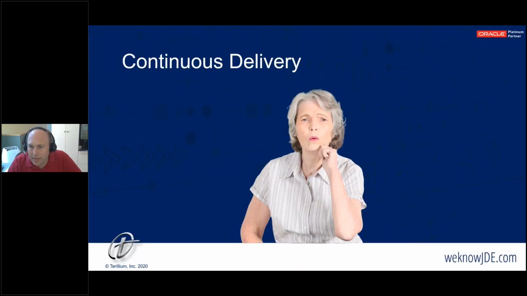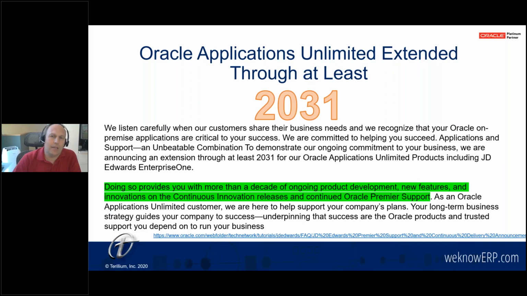It looks like about 83% of you on the call are running 9.2. That's a good percentage, so you should be familiar with Oracle's continuous delivery model. As you have probably seen, Oracle has extended support through 2031 for JD Edwards 9.2.